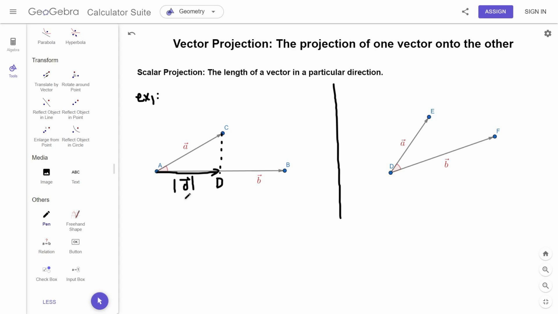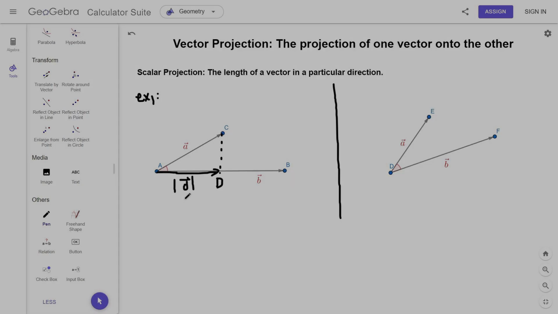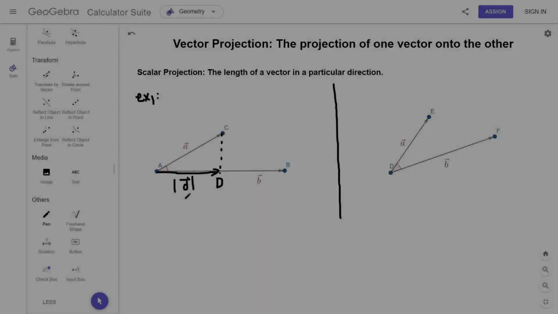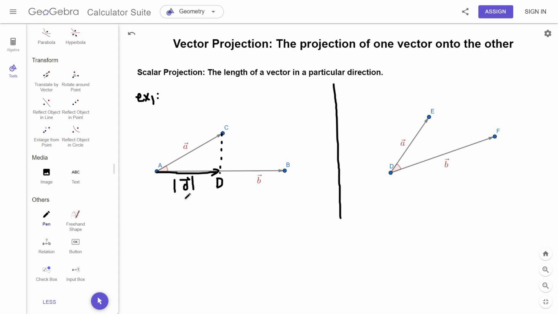Scalar projection is used in various fields such as physics, engineering, and computer graphics. It helps determine the effective force component along a certain direction, calculate shadows and rendering, and has many other applications. Shortly, we will discuss a common problem in physics and see how we can use scalar projection to solve it. We will also look at a practical implementation in Unity. To sum up, scalar projection is a useful concept for understanding how much of one vector lies in the direction of another. It is particularly useful in physics for decomposing forces, we will see an example shortly, and in computer graphics for calculating lighting and shadows.